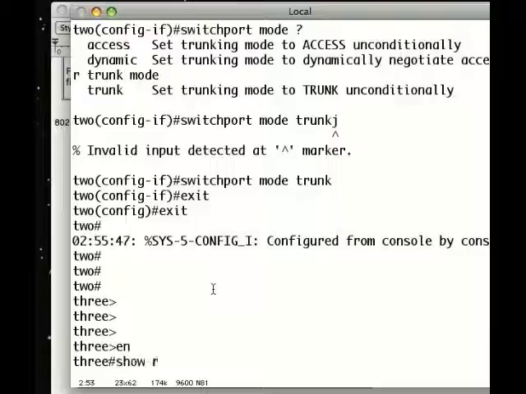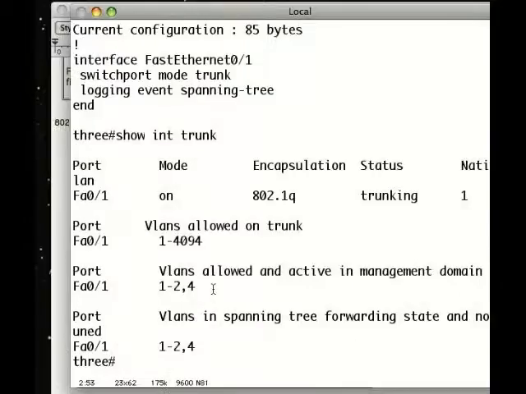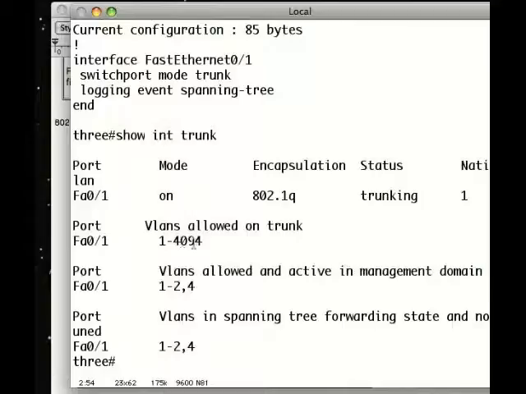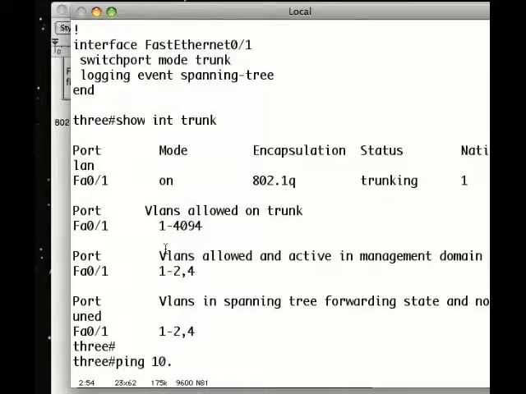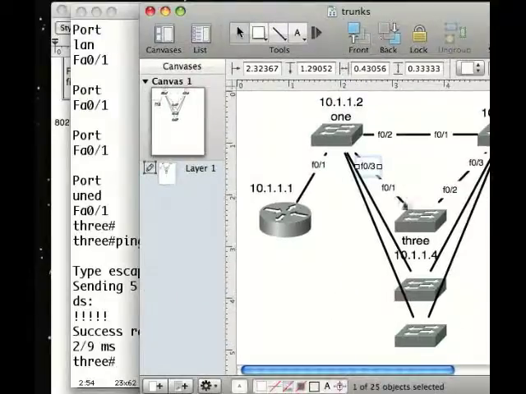So show run int fast0/1, show int trunk. Now look, I'm still trunking here. Fast Ethernet 0/1 is trunking, and Fast Ethernet 0/3 is in mode access, so it is not trunking. So let me ping 10.1.1.2. I can still ping 10.1.1.2, which is going on VLAN 1 between these boxes.